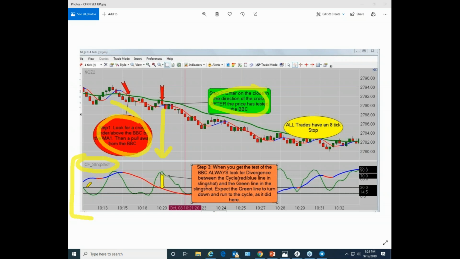But to break it down here, the red and blue line here is referred to as the cycle, okay? And the green line, well, it's just the green line. But the separation between the green line and the cycle is what Michael is talking about in the training room. He's talking about divergence or separation, okay? That is what you're looking for, that separation right here that's highlighted. And here's the scoop on this.